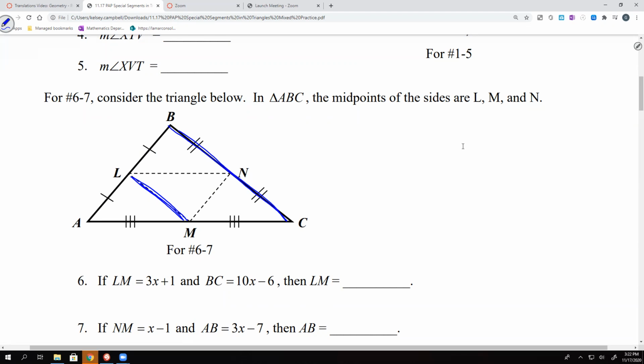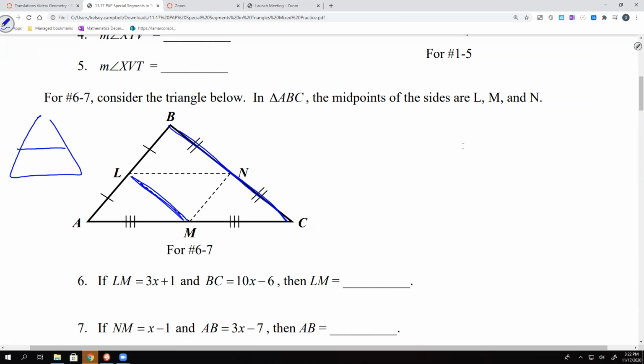Yes? Okay. What's your question? So then what is the median or altitude? Median, we're going to get to that in another question, okay? A mid-segment, just think of it like cutting off a small triangle from the big triangle, yeah?